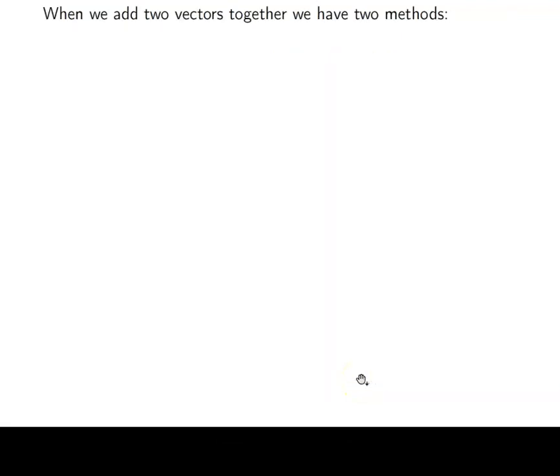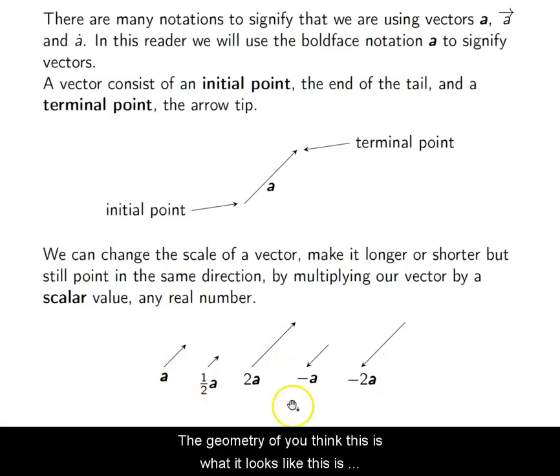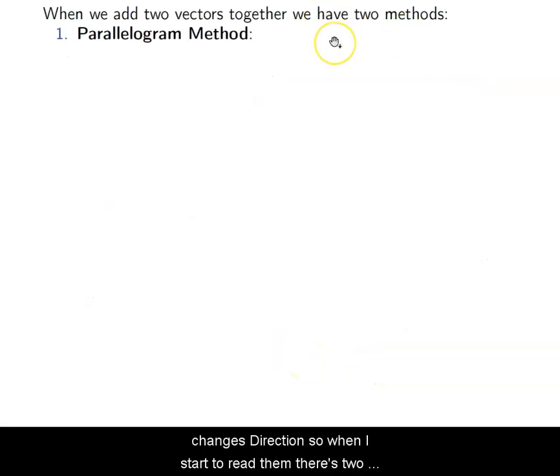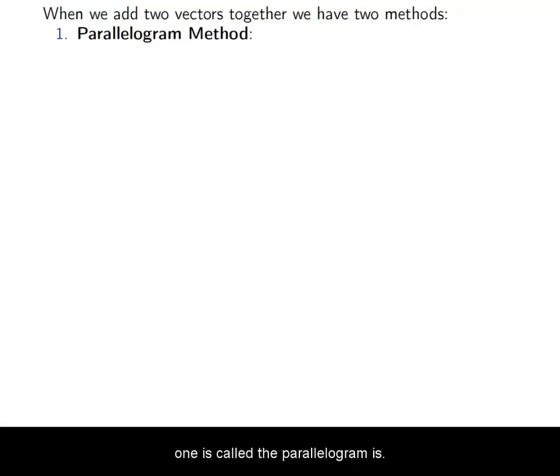Okay. So when we add two vectors, there's a couple of methods we have for adding. Okay. And I'm talking about this in a geometric sense, right? We haven't really talked about how to do this algebraically yet. We're really just looking at the geometry of these things. This is what a vector looks like. This is what it looks like when I scale its value. This is what it looks like when I multiply it by a negative scalar and change its direction, right? So when I start to add them, there's two methods of geometrically adding two vectors. The first one is called the parallelogram method.